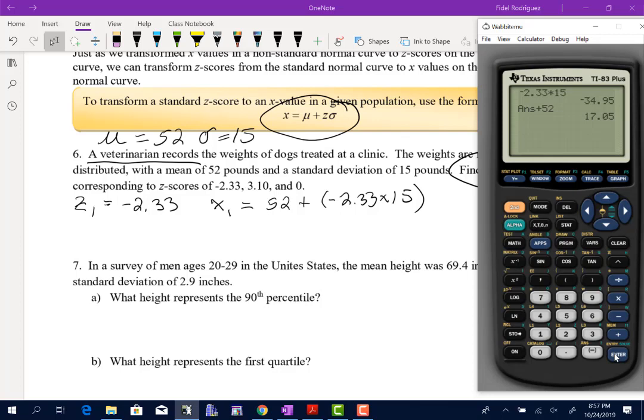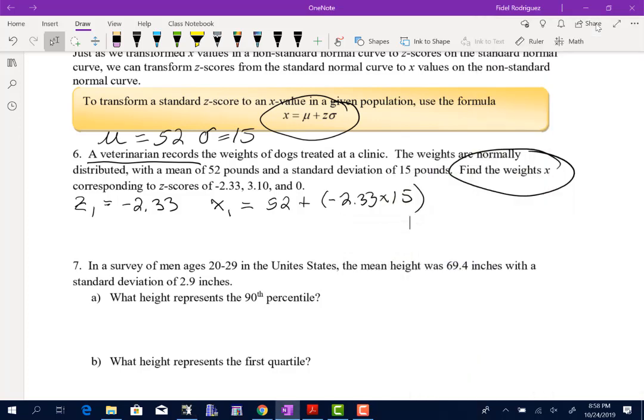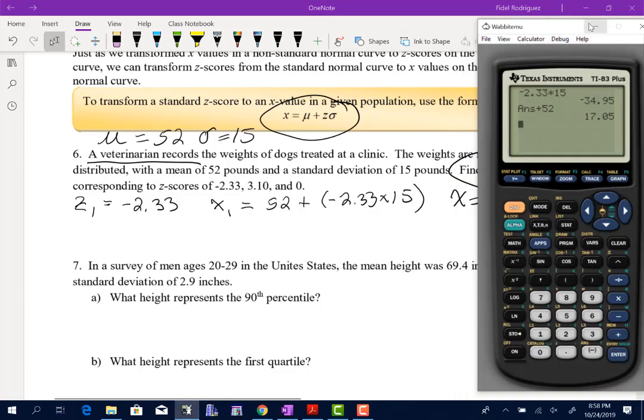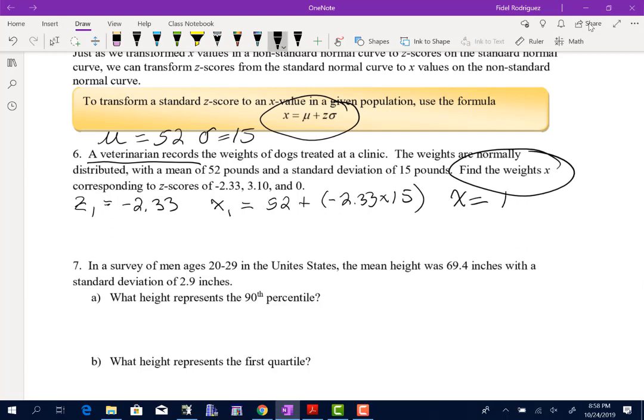Gonna hit equals. So how much, that number 17.05, what number is that even telling me? What are we looking for here? Okay, but what does X stand for? I'll give you a hint. We circled it in the problem. The weights of the what? Of the dogs. Okay, so very good for the first dog. So the first dog weighed in at how many pounds? 17.05. Okay, so the first dog weighs in at 17.05 pounds. Okay, let me ask you a question.